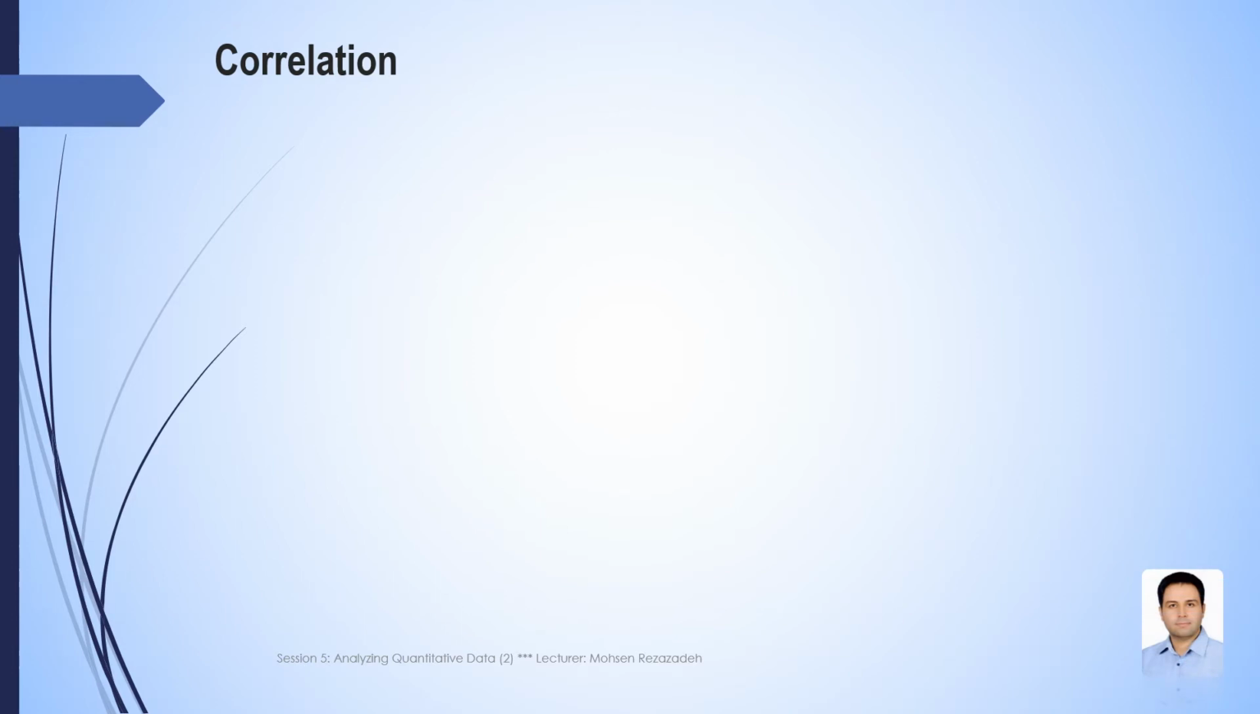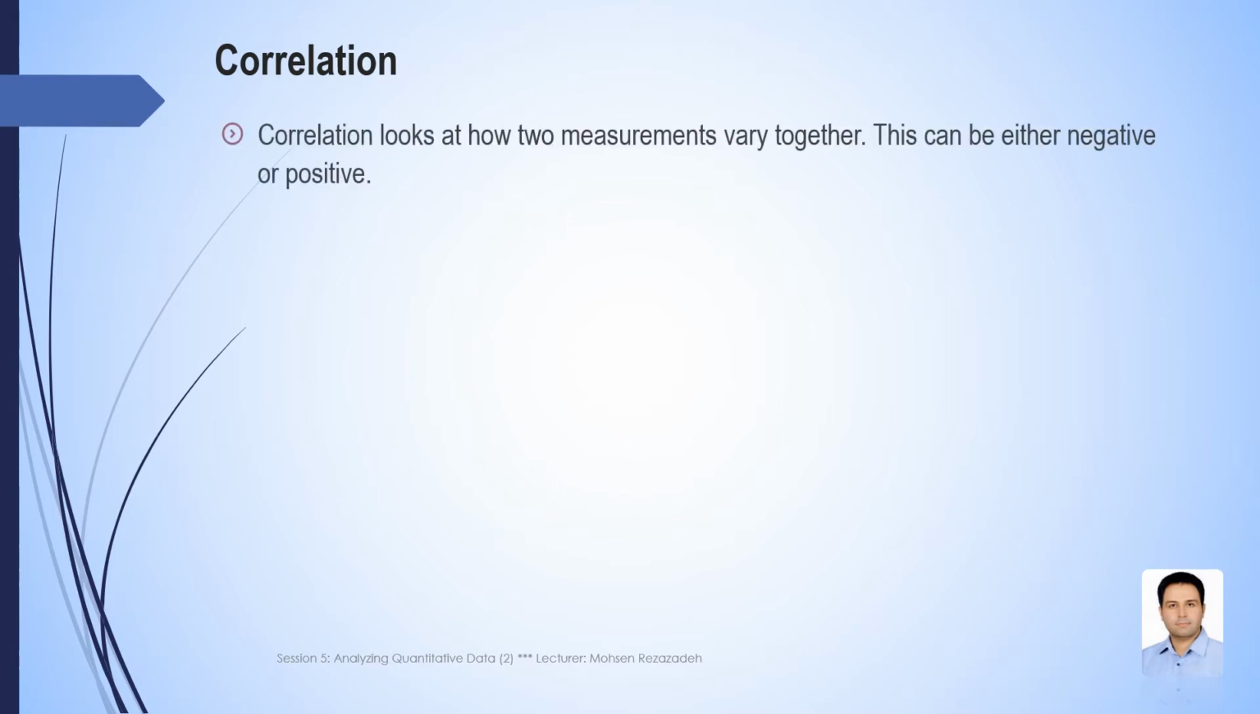The meaning of correlation in a statistical sense is very much related to the meaning you would think of in ordinary life. Correlation looks at how two measurements vary together. This can be either negative or positive. For example, positive correlation can be between listening ability and speaking. For example, you can say that the higher the listening ability, the higher the speaking ability.